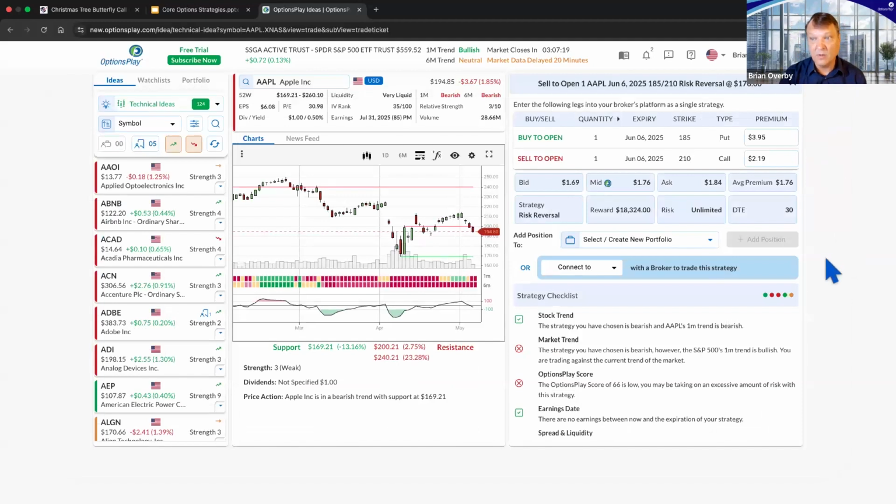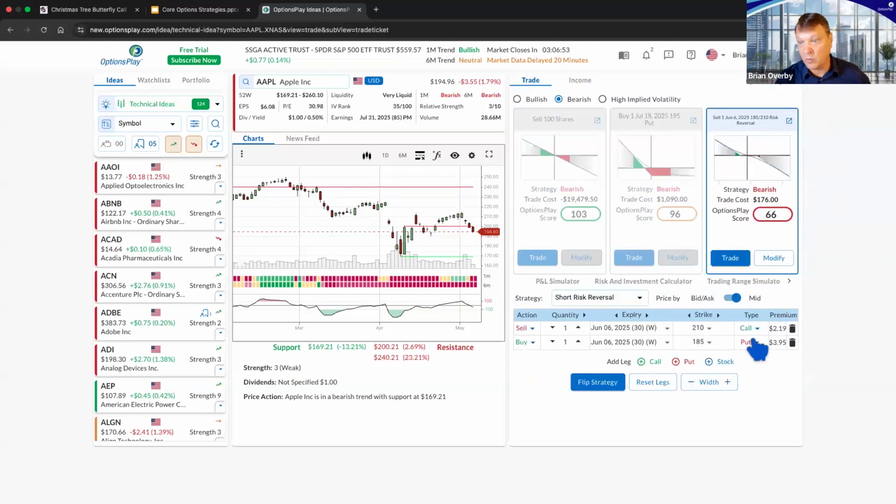Now, I also don't mind collars on a longer-term basis. And Apple might be a situation. I don't like to buy a put outright if I'm just going to be nervous about Apple over the short term. But a collar is a little bit more interesting. You can go a little bit wider, give yourself a little bit more upside. So let's go back and keep these strikes.